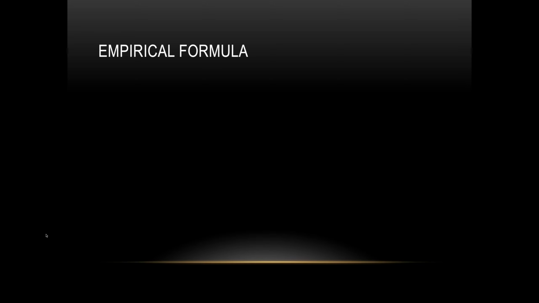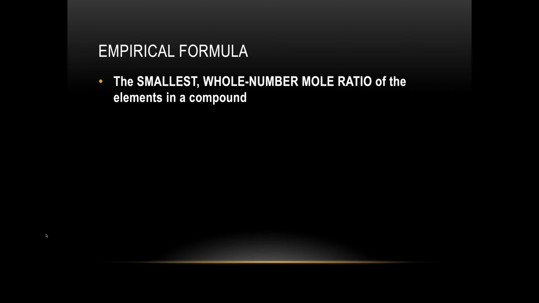The empirical formula, which is the formula used for ionic compounds, is the smallest whole number mole ratio of the elements in a compound. And the definition gives away the game in terms of how to calculate it. First of all, it's a mole ratio. So you have to make sure that all numerical values represent moles. Second, it has to be a whole number ratio, no decimals. And finally, it cannot be able to be simplified. It is the smallest whole number mole ratio of the elements in the compound. So, how do we achieve all of this?